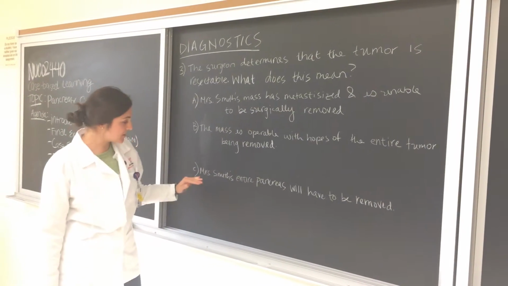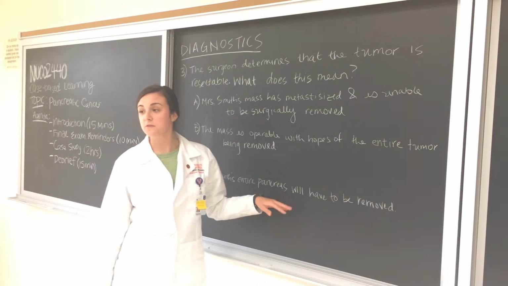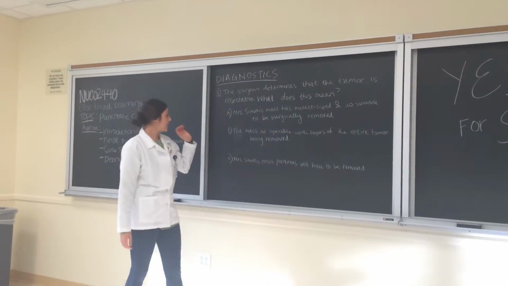Or C, Mrs. Smith's entire pancreas will have to be removed. All right, let's see. It's B. If a tumor is resectable, it means that the surgeon can completely remove it. You're right, it is B.